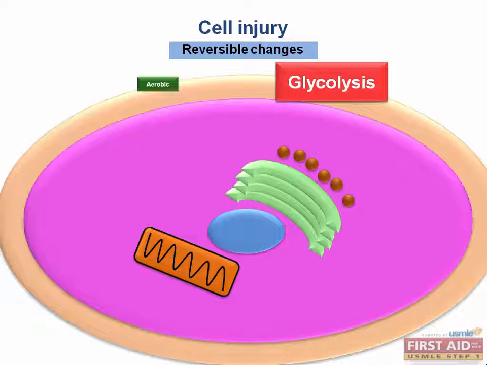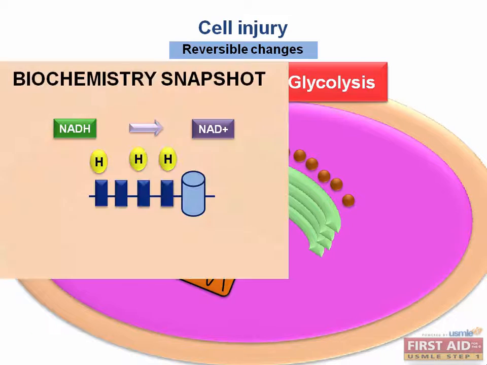So, again, a drop in pH will actually cause the cell to turn pink, but also the nucleus to clump up like that. But here's the biochemistry snapshot.